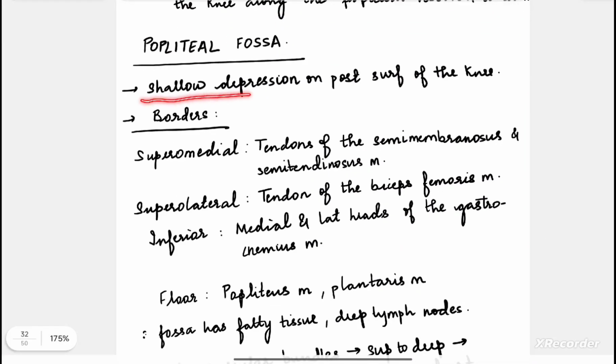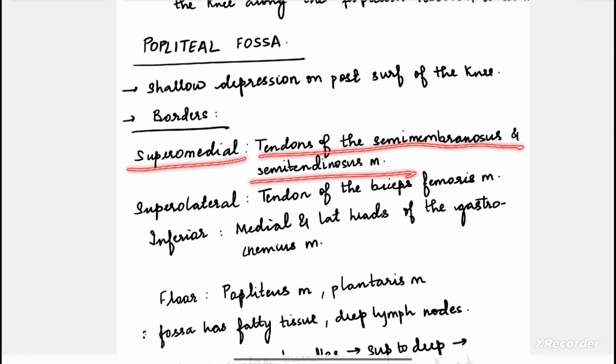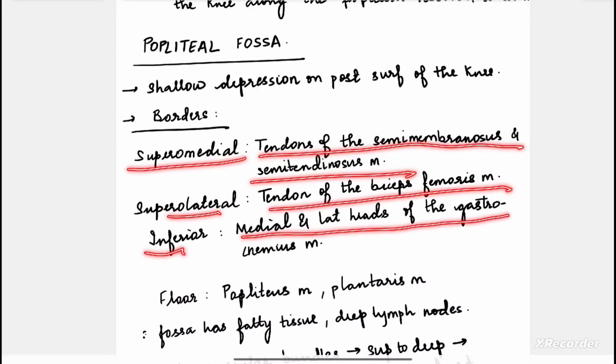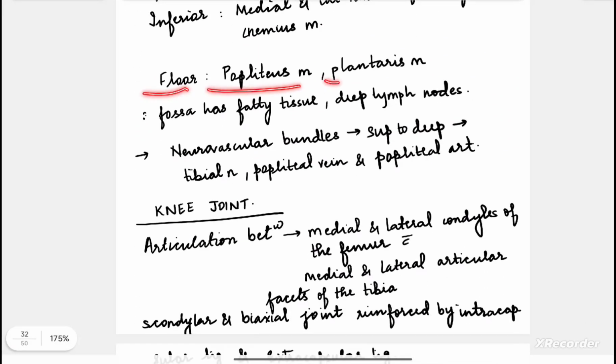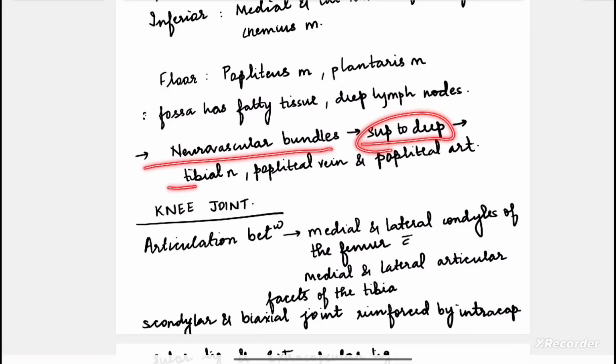Popliteal fossa. It is a shallow depression on the posterior surface of the knee. Borders: superior medially, tendons of the semimembranosus and semitendinosus muscles; superior laterally, tendon of the biceps femoris muscle; inferiorly, the medial and lateral heads of the gastrocnemius muscle. Floor is the popliteus muscle and plantaris muscle. The fossa has fatty tissue and deep lymph nodes. The neurovascular bundle, from superficial to deep, is the tibial nerve, popliteal vein and popliteal artery.